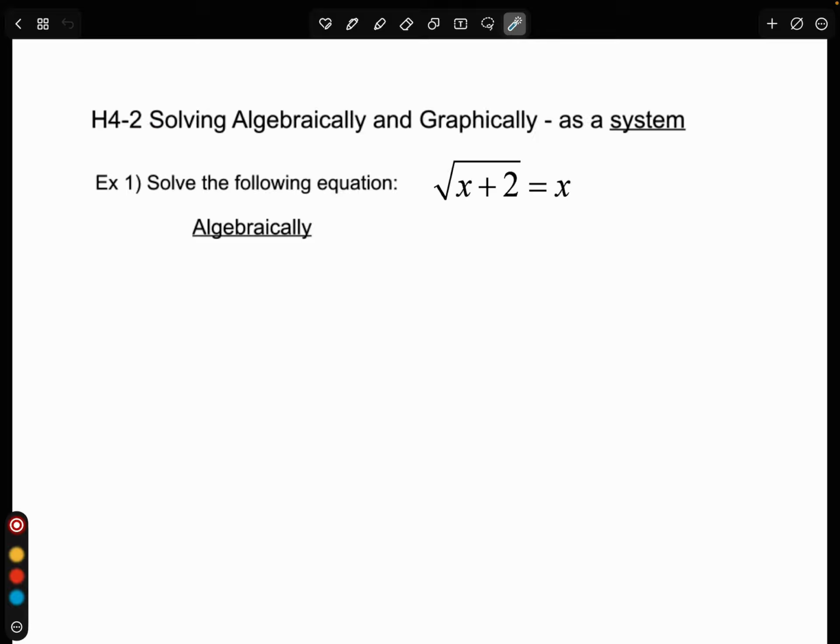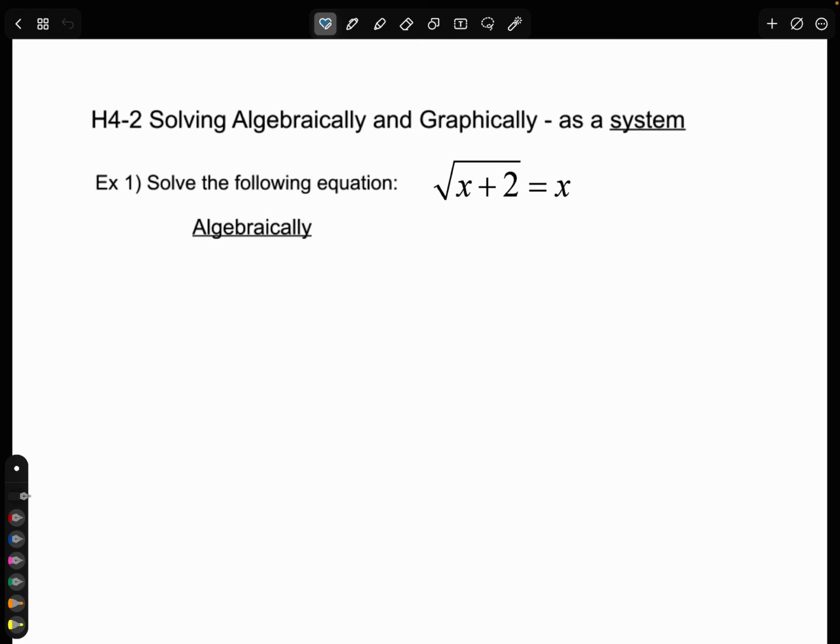Welcome to the notes for H4-2. Today we're going to start out by looking at solving equations both algebraically and graphically. And when we solve them graphically, we're going to focus on a method that treats them as a system of equations. So we'll explain that part when we get to it. Let's look at problem number 1.